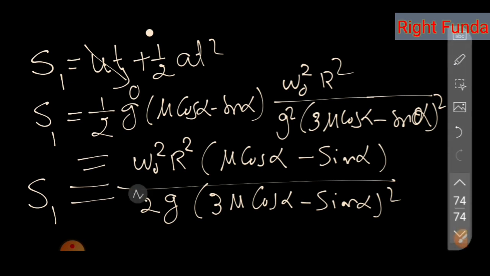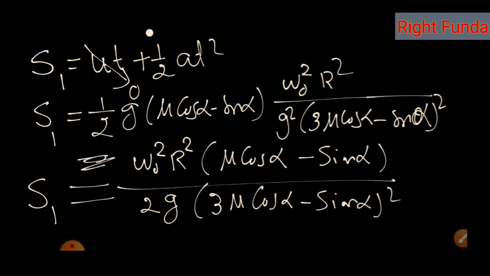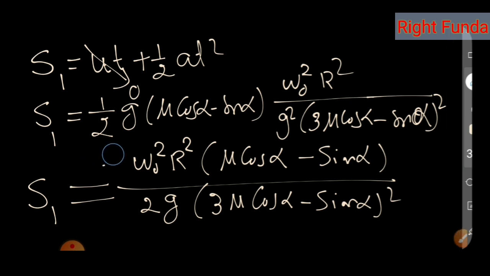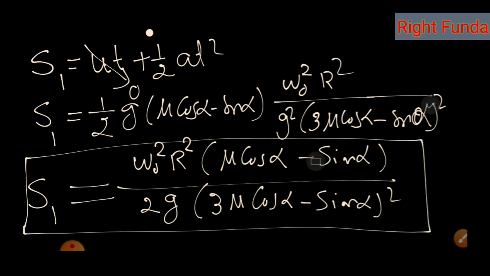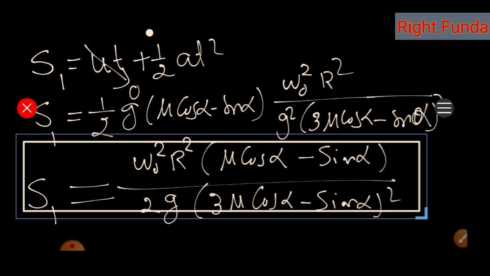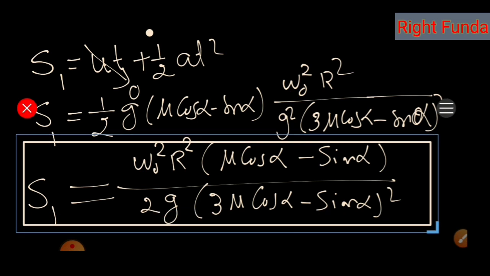What is S1? S1 is the distance traveled by the center of mass up the incline before the sliding stops, or by the time pure rolling takes place. So we got the answer to the first question, that is, the displacement or distance traveled by the cylinder up the incline before sliding stops. Now we'll go to the second question. But before that, let's calculate the velocity at the instant when pure rolling starts.